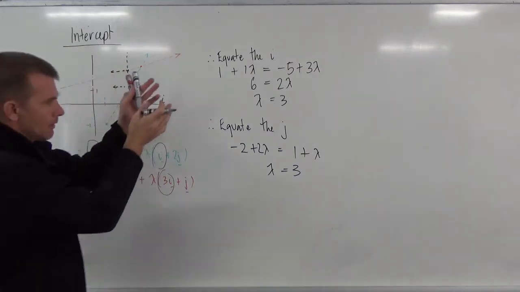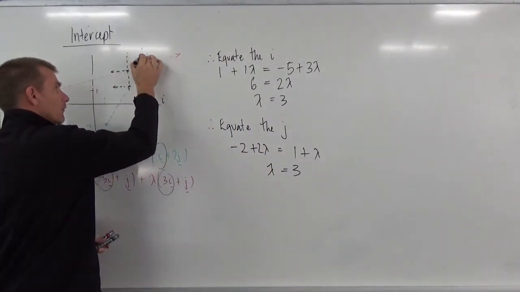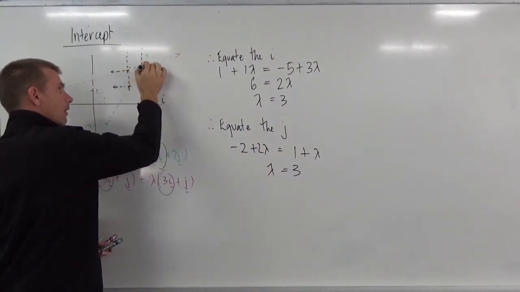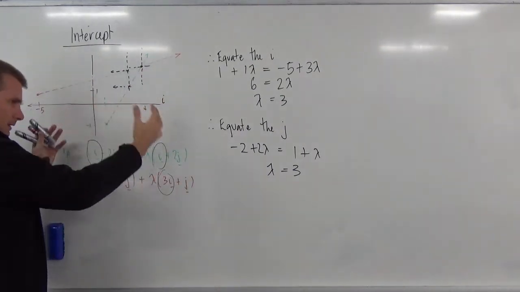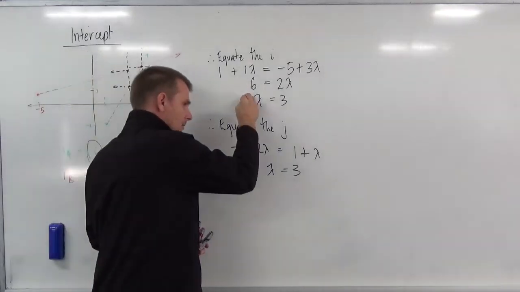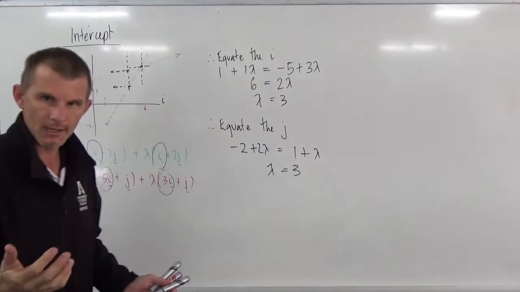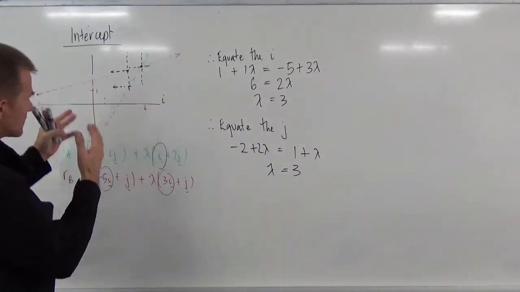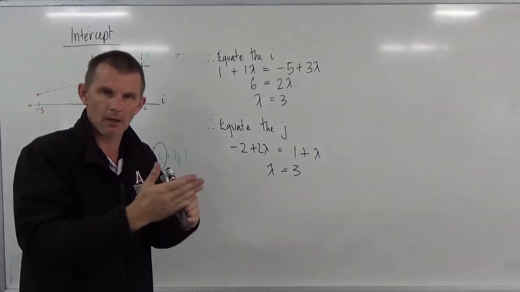So the only time when this can result is actually right here, because they line up in the i's and they line up in the j's. So when you solve something like this and you get the same answer for lambda in both i's and j's, that means that these 2 particles, ships, people, whatever, are going to collide.